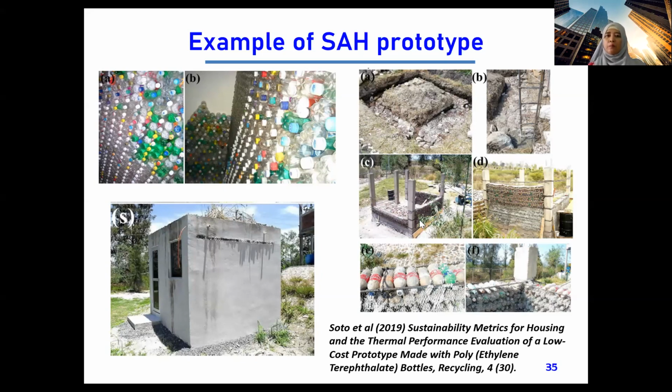Okay, the columns are normal columns, but the wall, instead of using bricks, they use plastic bottles. Plastic bottles need to be recycled. They are non-biodegradable, right? So it takes a plastic bottle thousands of years to decompose. So instead of letting this become a problem, they use this as an opportunity to construct a sustainable, affordable housing. Okay, but this is just a prototype, so small scale.